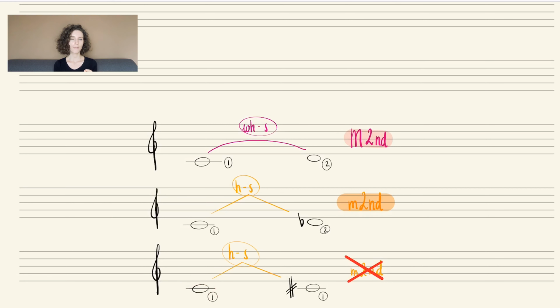But if I have C and C sharp, the C sharp theoretically sounds the same as D flat, at least on the piano. But this interval cannot be called a minor second. Why? Because the numerical size of that interval is not 2. C and D flat has 2 letter names, C and D, but C and C sharp has just 1 letter name, C.